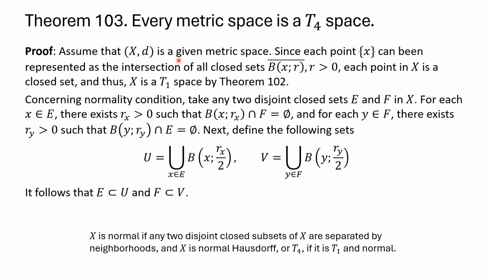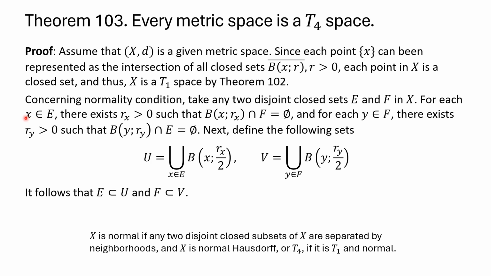So assume X is our given metric space. Since each point X can be represented as the intersection of all closed subsets, the closure of the open balls of radius R about X, each point in X is a closed set, and thus X is a T1 space by theorem 102, which we just went through. Now for the other condition concerning normality, take any two disjoint closed sets E and F in X.